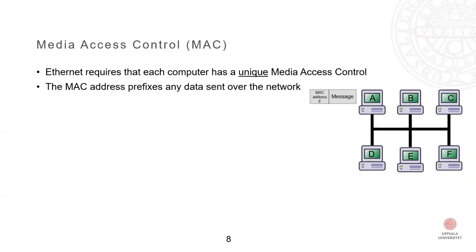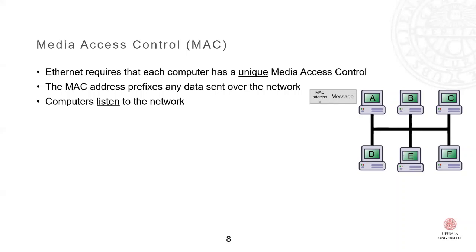Then this MAC address is used in this way. Whenever a node wants to send a message to another node in the network, it will put the MAC address of the receiver at the beginning of the message. So this MAC address will precede the message. Imagine, for example, that A, B, C, D, E, F are the MAC addresses of the nodes in this LAN. And A wants to send the message to E, so it will put E, which is the MAC address of this node, at the beginning of its message.